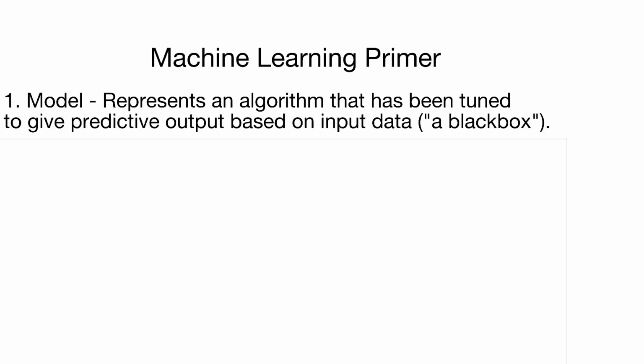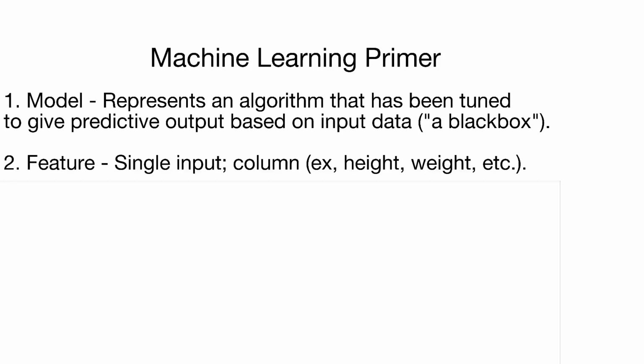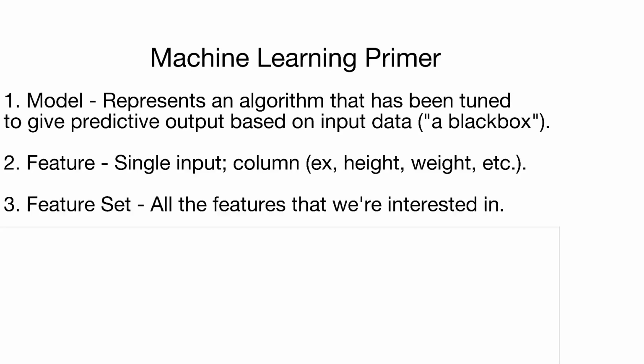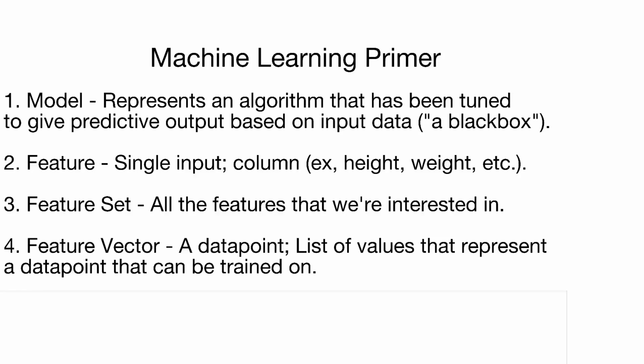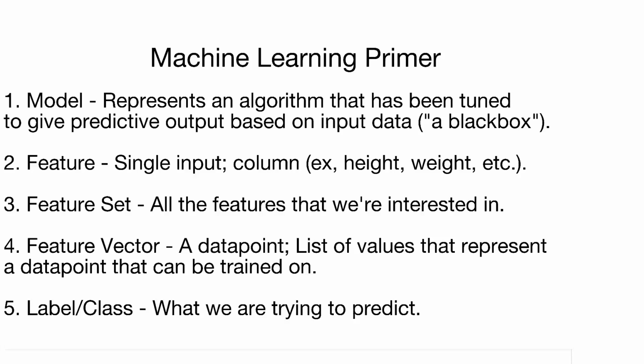policies. A model represents an algorithm that has been tuned to give predictive output based on input data. It's sometimes described as a black box. A feature is an individual measurable property, like height or weight. A feature set is all the features that we're interested in. A feature vector is a list of values that are representing a data point that can be trained on. The last term is label or class. This is what we are trying to predict.